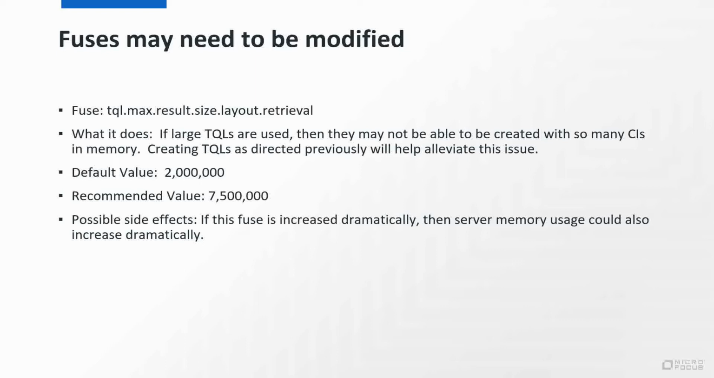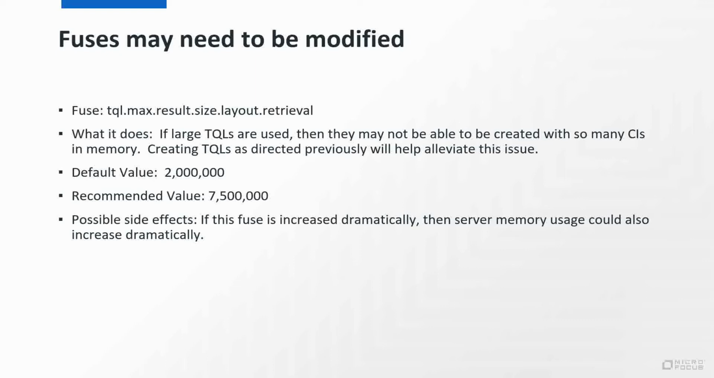If you're writing a poorly qualified TQL with autocomplete turned on, the fuses can be exceeded. So it does behoove the user to actually create a very good TQL with very targeted systems. So the TQL max result size layout retrieval fuse. What does this thing do? Well, if you're using large TQLs, then we may not be able to load all of those CIs up into memory to be able to push them, right?